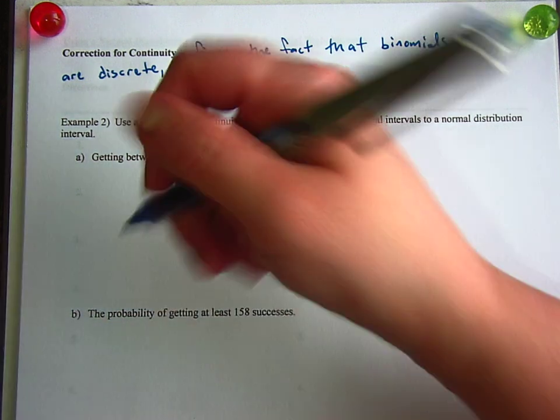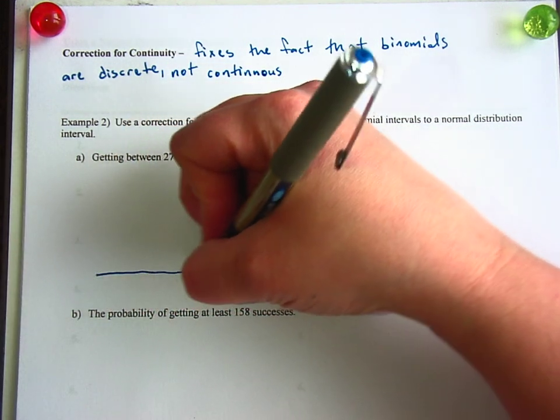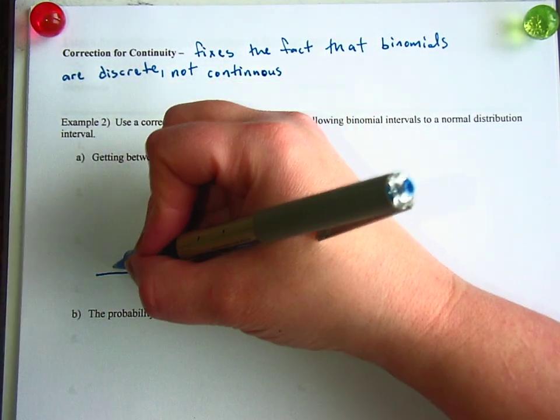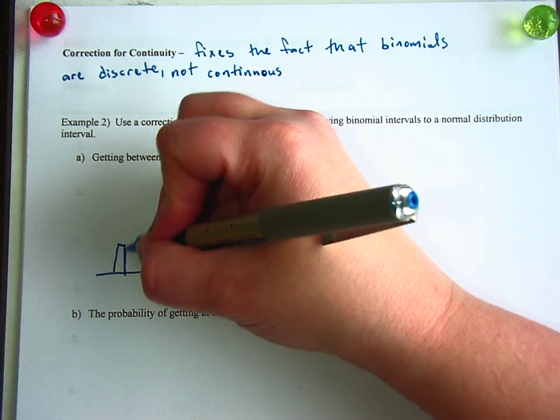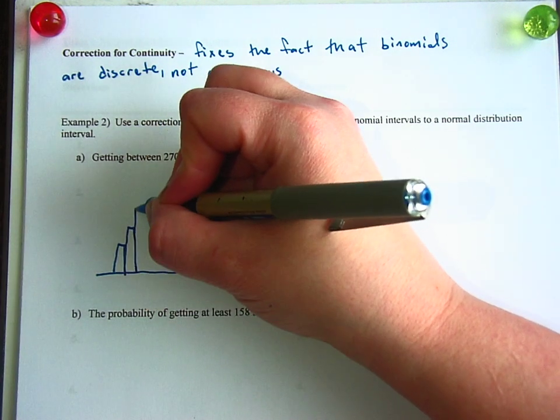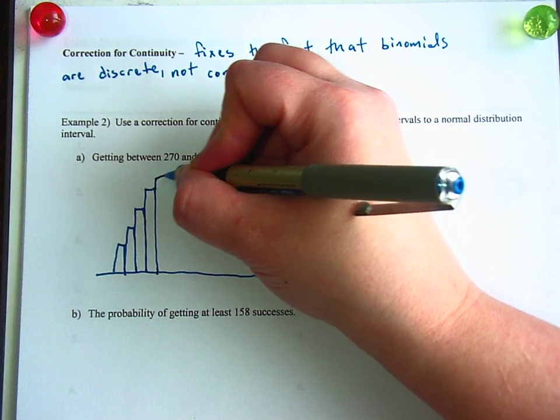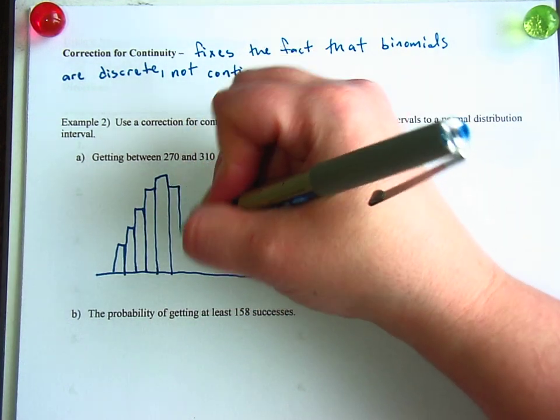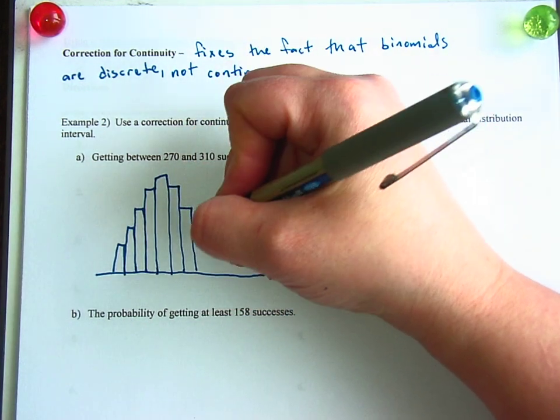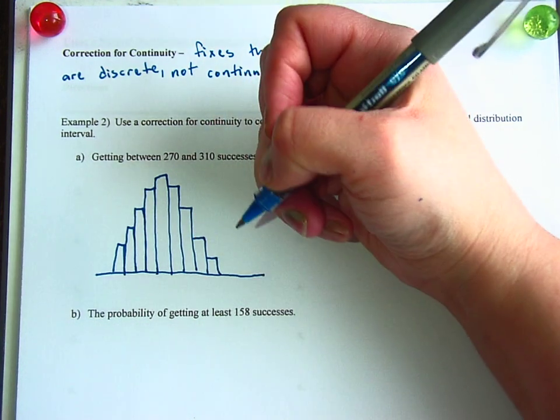All right. So let's say that you've got a whole bunch of stuff here. Remember, it looks kind of like a bar graph going up, because these are discrete, not continuous. So it's not technically a bell curve. It's something that looks about like a bell curve, like this.